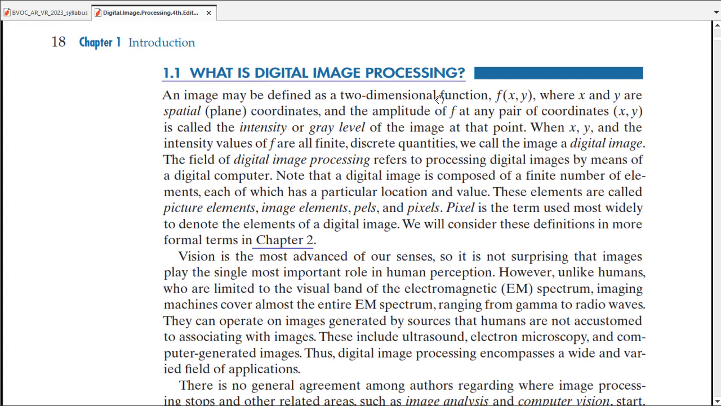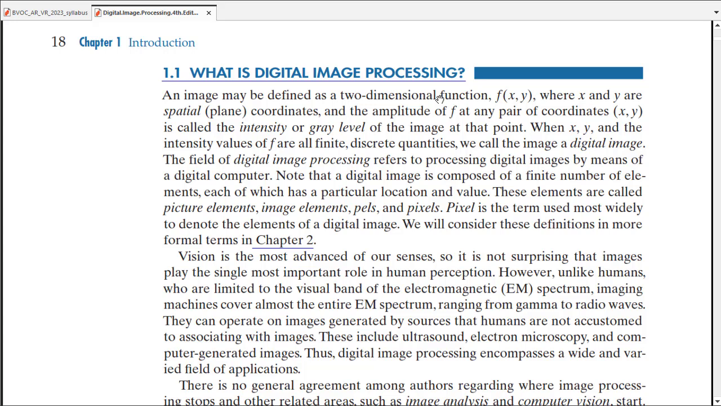So what is an image? An image may be defined as a two-dimensional function, f of x comma y, where x and y are spatial, or plane, coordinates, and the amplitude of f at any pair of coordinates x comma y is called the intensity or gray level of the image at that point. When x, y, and the values of f are all finite, discrete quantities, the image is called a digital image.